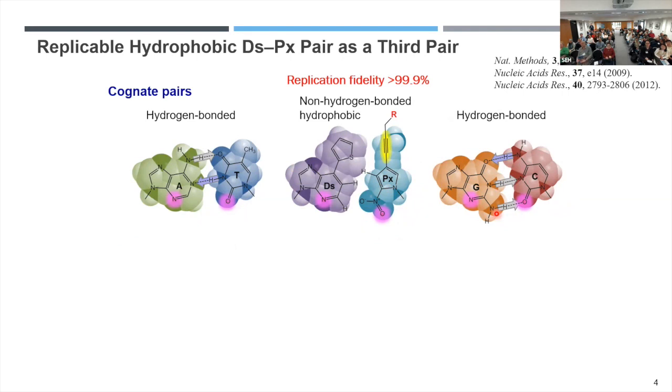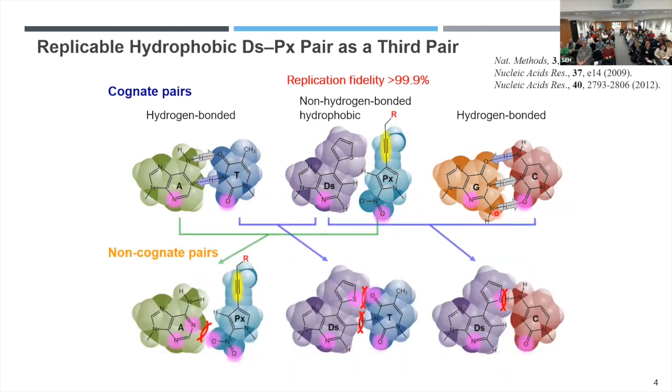This is our concept. Then there is another non-cognate pairing, where each position clashes with the other. But for example, A and Px is a good shape. Therefore, we added a nitro group at this position. This oxygen clashes with this T electrostatically. Therefore, in our Ds, there is no nitrogen here. So we accomplished the high-fidelity unnatural base pair Ds-Px. The replication fidelity for each replication is more than 99.9%.